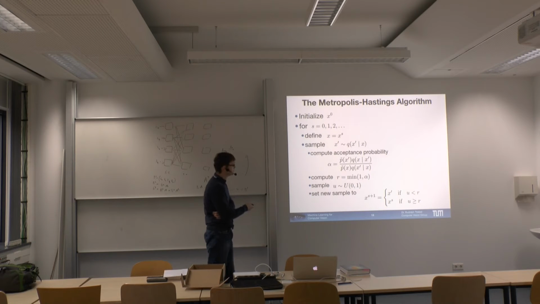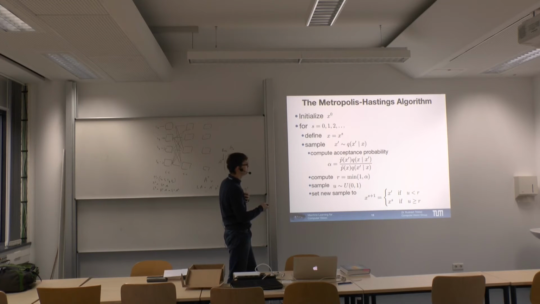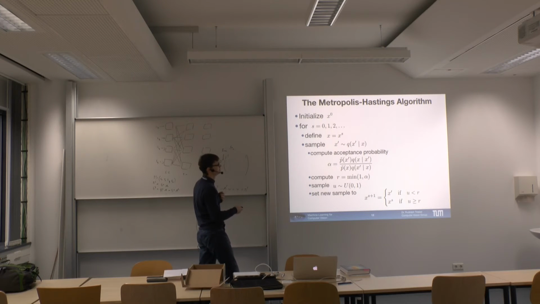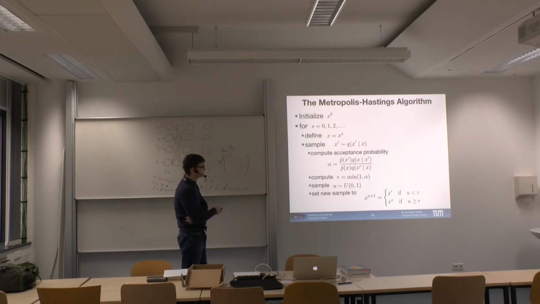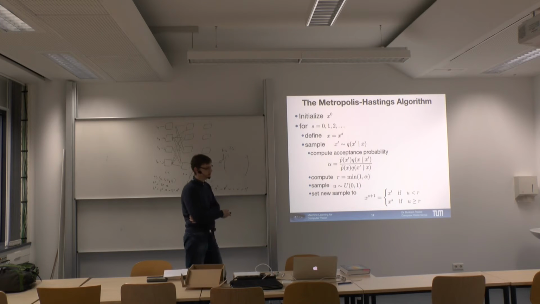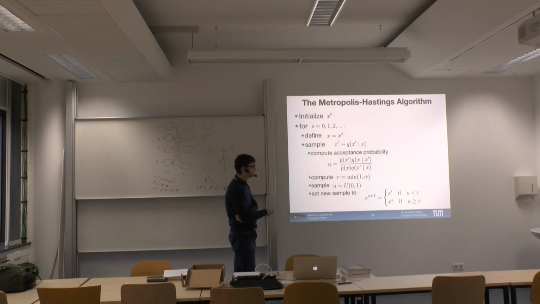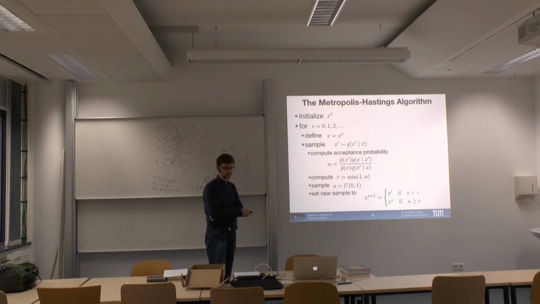But again, to compute this now we have two samples, an old sample and a new sample, right? X and X prime. And now we compute this value here, and we take the minimum of this value with 1. This is R, our acceptance probability. Now we sample between 0 and 1, and we look at whether our sample is smaller than R or not, right? If it's smaller than R, then we keep the sample, and otherwise we reject the sample. This is very similar to rejection sampling.